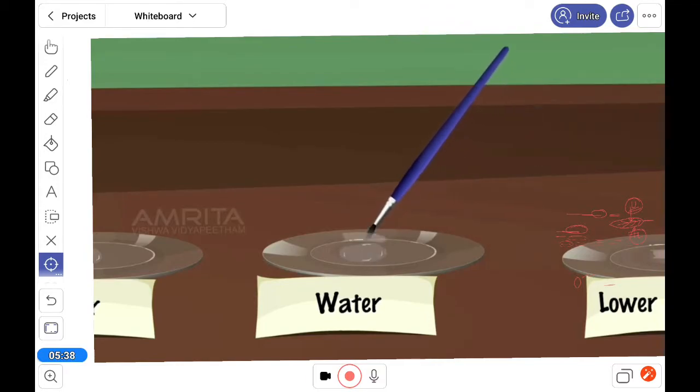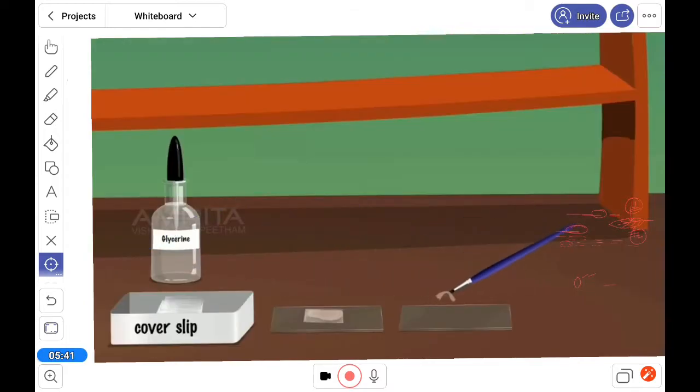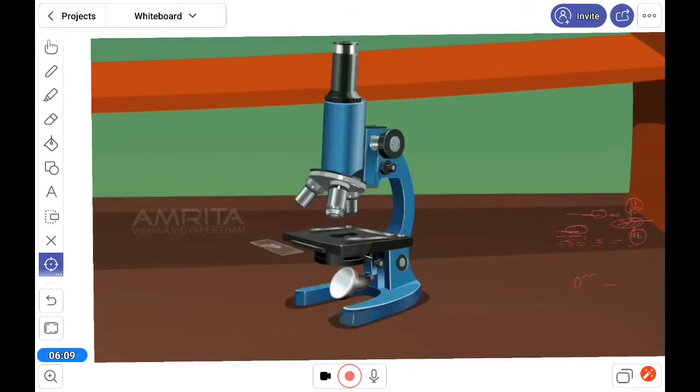We are transferring it to the slide, and here we give the glycerin mounting media, and the cover slip we have to place in such a way that no air bubble and no gap is there. So it should be clean and neat, and we wipe it in such a way. Now we are ready for the observation.